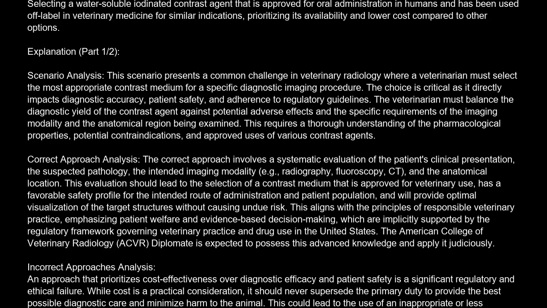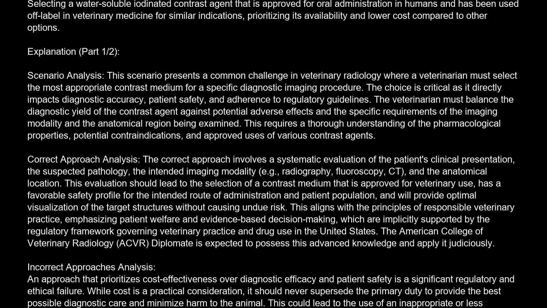without causing undue risk. This aligns with the principles of responsible veterinary practice, emphasizing patient welfare and evidence-based decision-making, which are implicitly supported by the regulatory framework governing veterinary practice and drug use in the United States. The American College of Veterinary Radiology, ACVR, Diplomate is expected to possess this advanced knowledge and apply it judiciously.